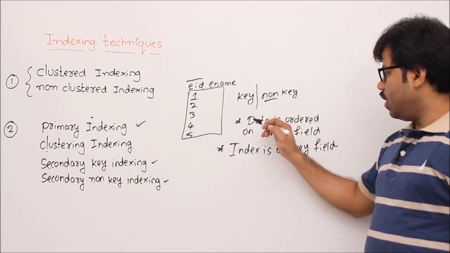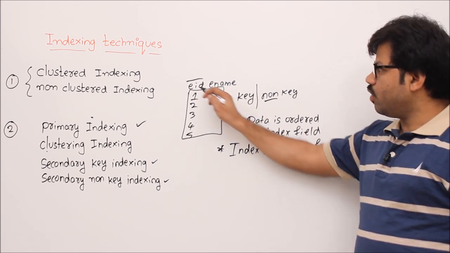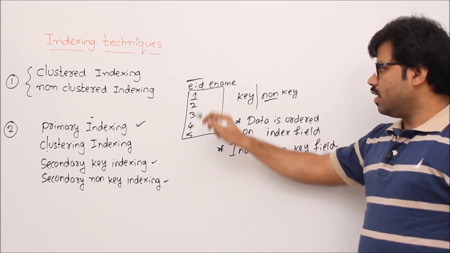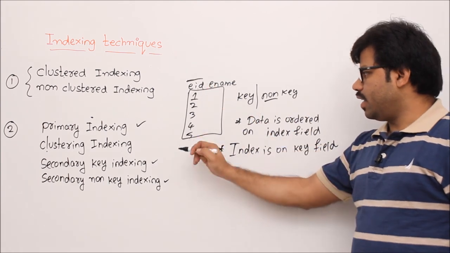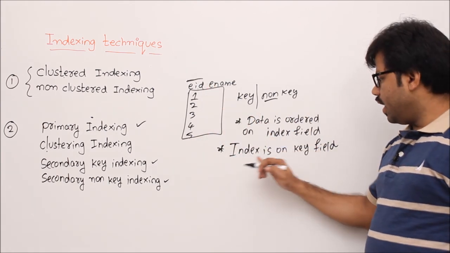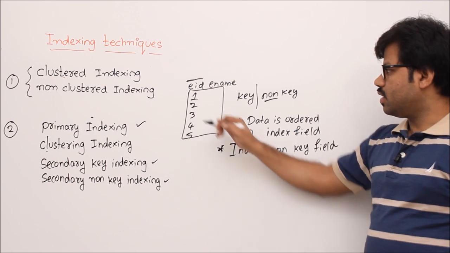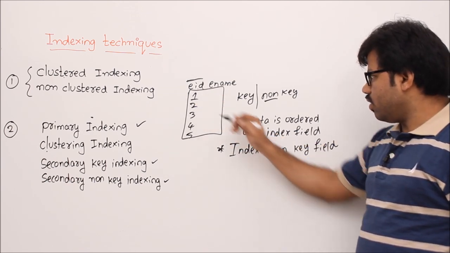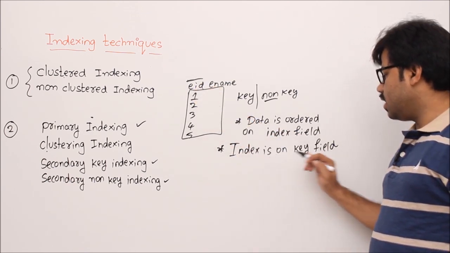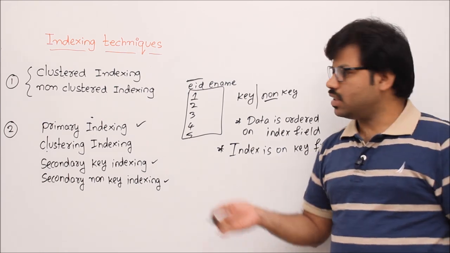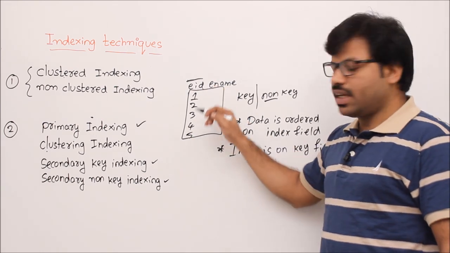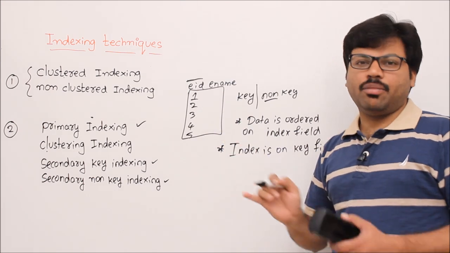Step number 1, your data is ordered on the index field. Let's say you are creating an index on employee ID, then data is ordered on the index field. Yes, data is ordered. Second, the index is on a key field. What is the index now? Index on the employee ID field, right? That is a key field, correct. So that's why this is called primary indexing. That means if you create an index on this file, it is primary indexing.